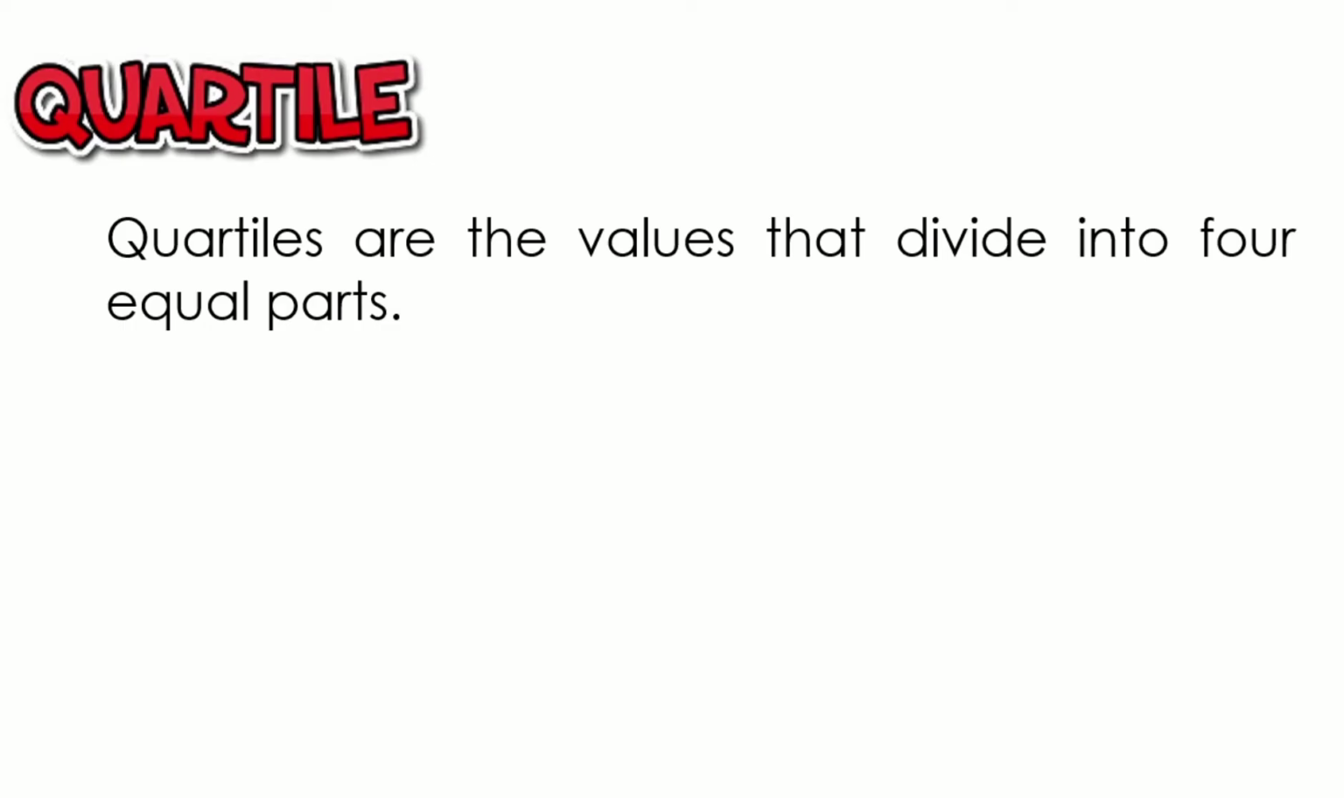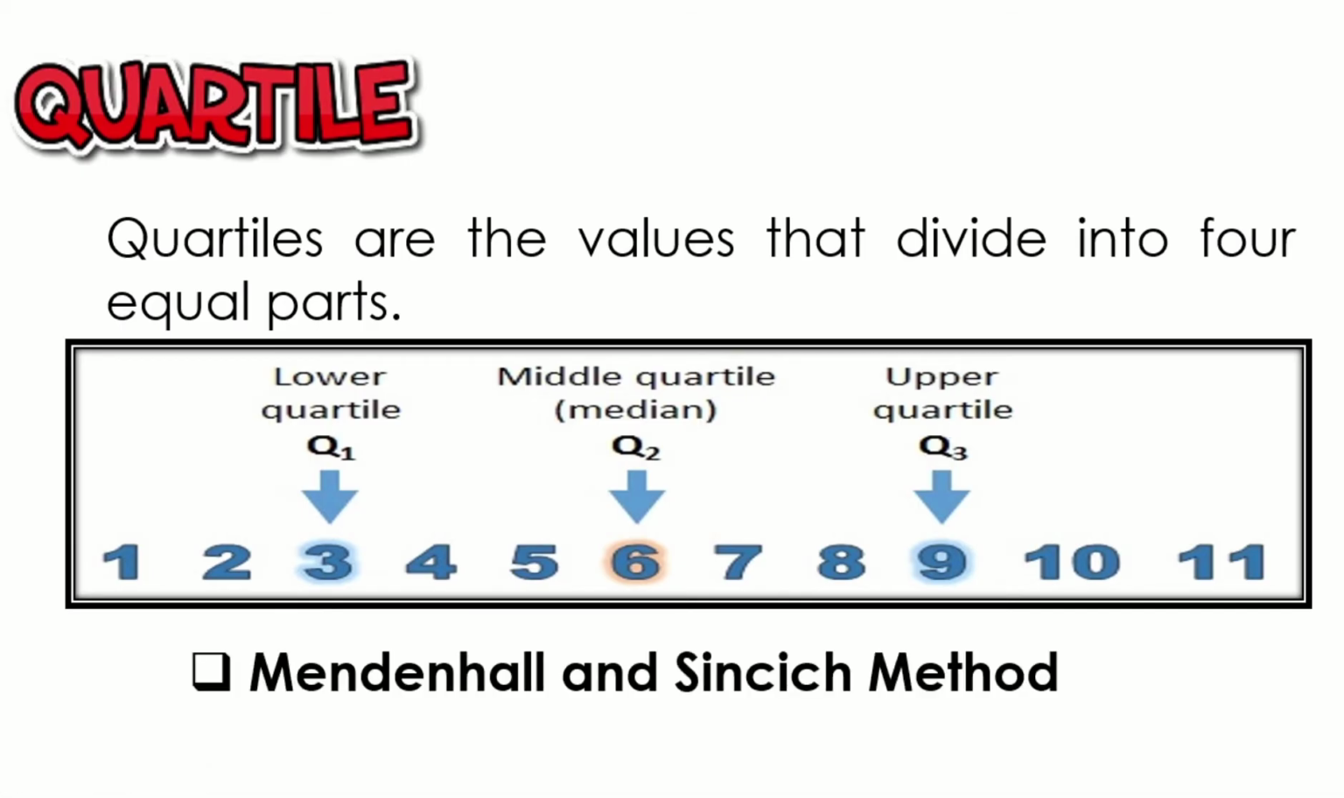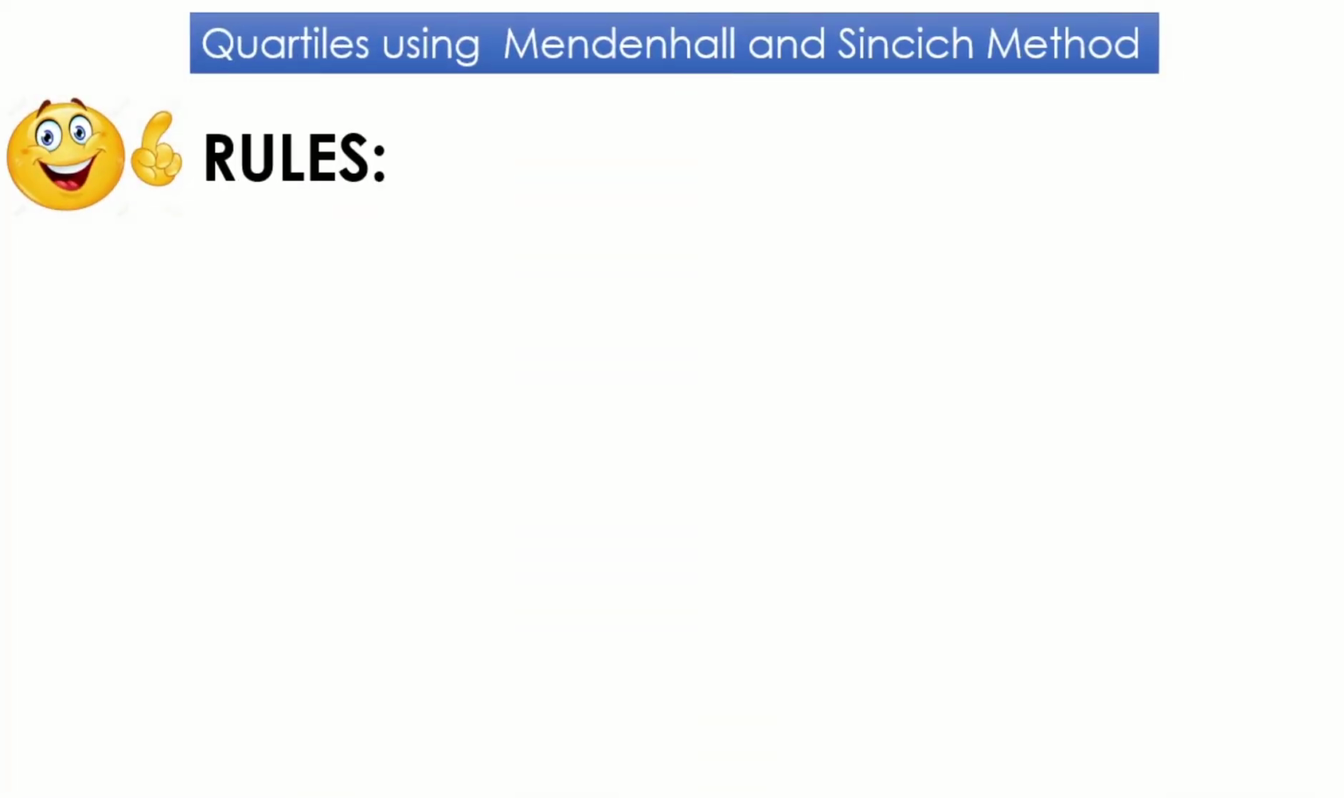Quartiles are the values that divide the data into four equal parts. So the quartile 1 or the first quartile, we call that the lower quartile. And the quartile 2, that is the median. And the quartile 3 is the upper quartile. So meron akong i-discuss na dalawang method. Yung dalawang method na yan, ipapakita ko sa inyo kung paano ginagawa. So gamitin muna natin yung unang method, yung Mendenhall and Sincich method.